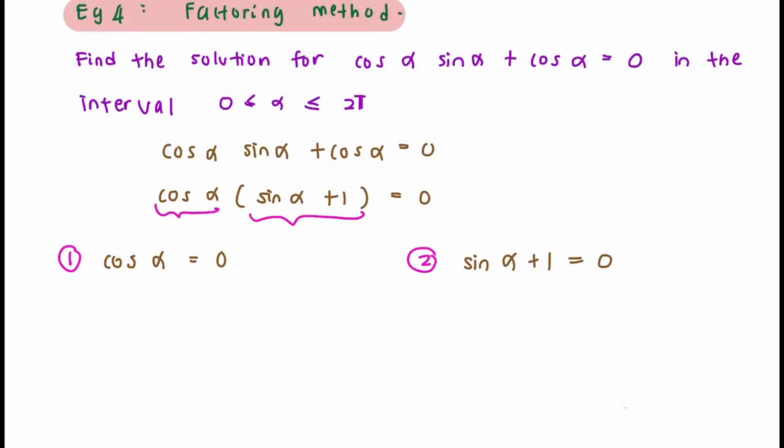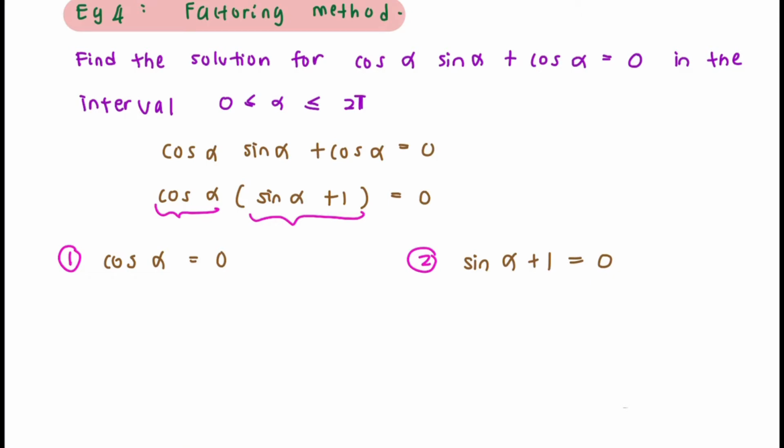Let's continue with example 4 using the factoring method. So this is the question: cos alpha sine alpha plus cos alpha equal to 0. And you need to give your answer in one cycle, from 0 until 2 pi. So let's rewrite the question here.